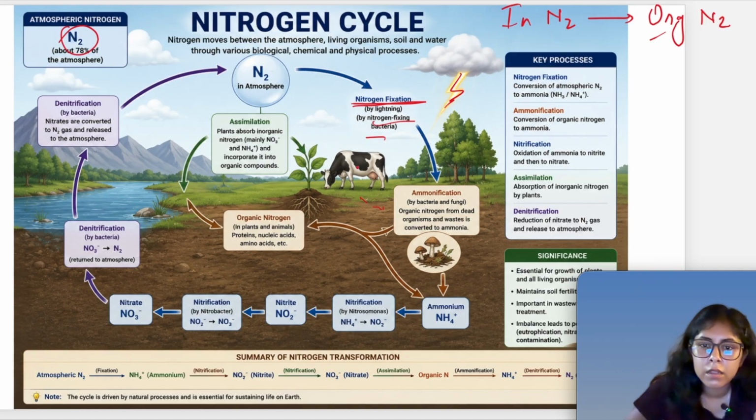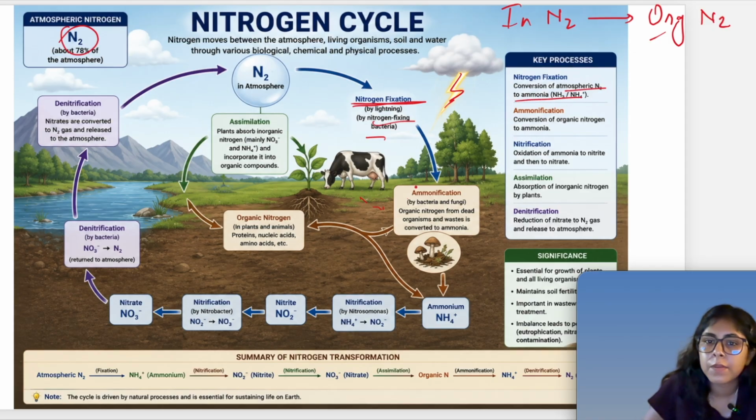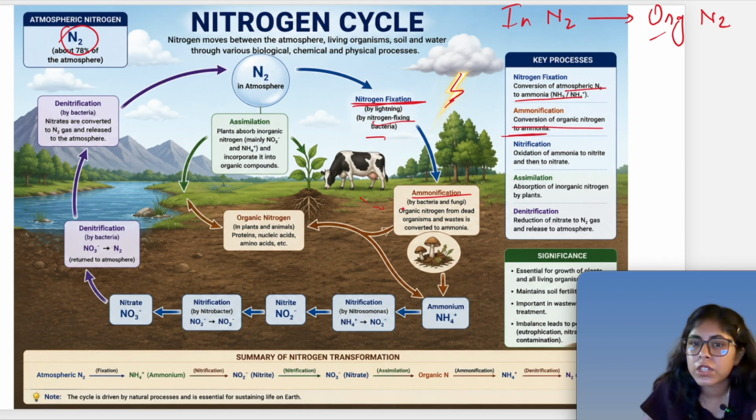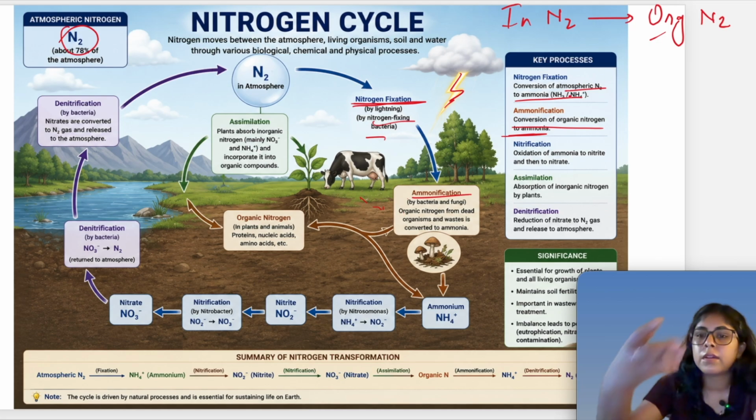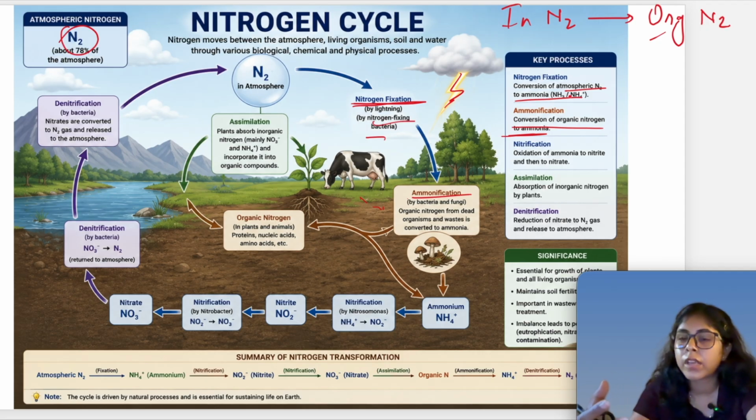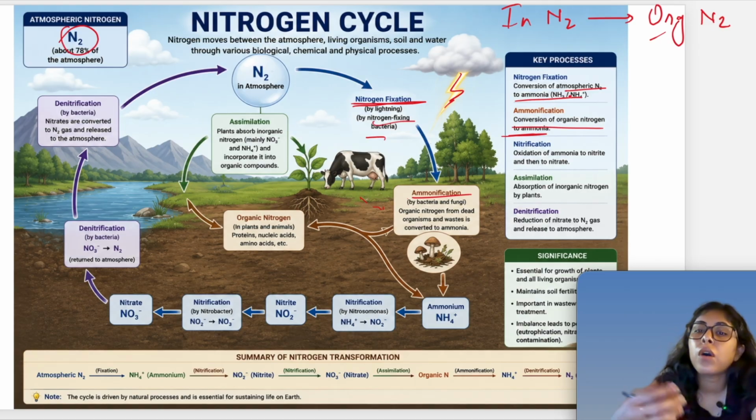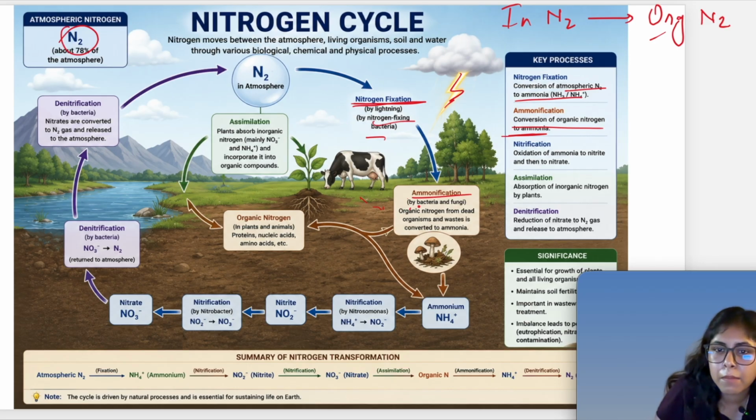Now there will be ammonification. Nitrogen fixation is the conversion of atmospheric nitrogen into organic nitrogen, that is nothing but ammonia. Ammonification is the conversion of organic nitrogen to ammonia. So ammonification is done by bacteria.